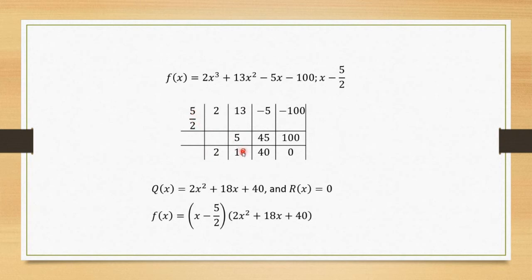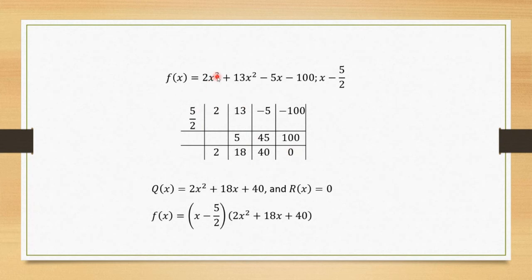5/2 times 18, right? That's 9. That's 5 times 9, which is 45. Minus 5 plus 45, that's 40. 5/2 times 40, right? That's going to be 100. Minus 100 plus 100 is 0. Our remainder is 0. That's what should happen.